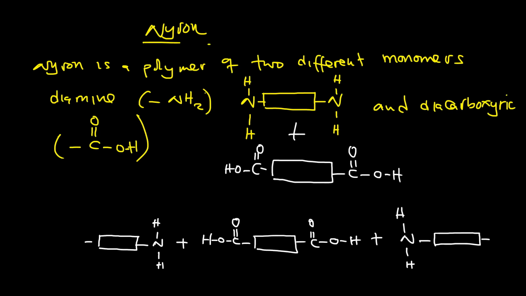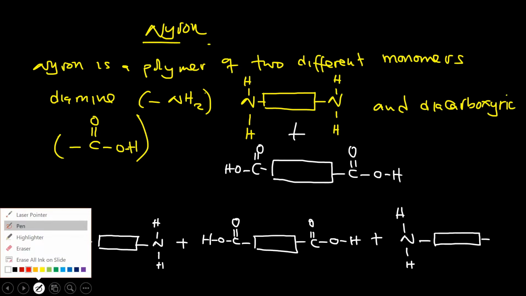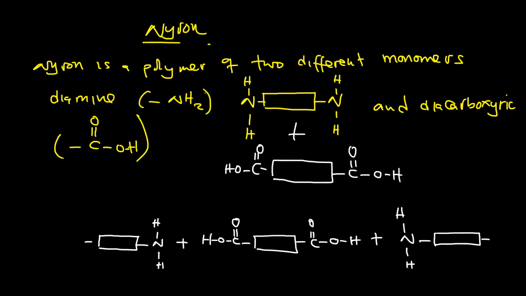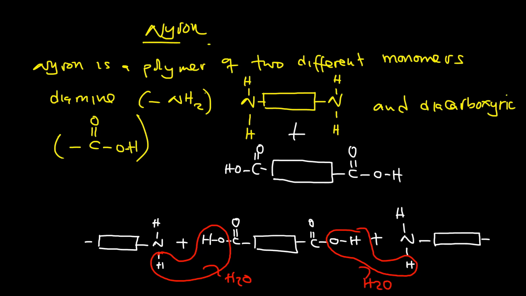Now, how does a reaction occur? So here, how it occurs, this hydrogen together with OH there is eliminated as water. Also here, that water is produced. That is condensation reaction.